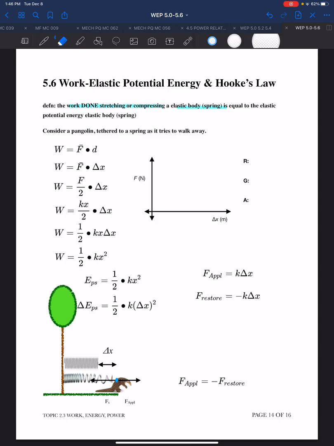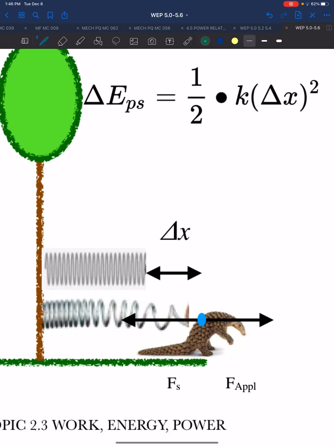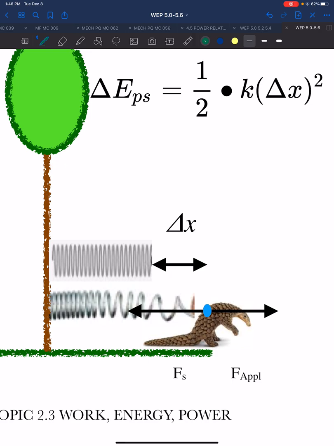So the net work is going to be equal to the change in potential energy of the spring. So let's consider our friend the pangolin again, and that pangolin is tethered to a spring and it tries to walk away. So here we have a relaxed spring. It is at equilibrium, meaning there are no forces acting on it either way. It's tied to the pangolin, and the pangolin starts to walk away.